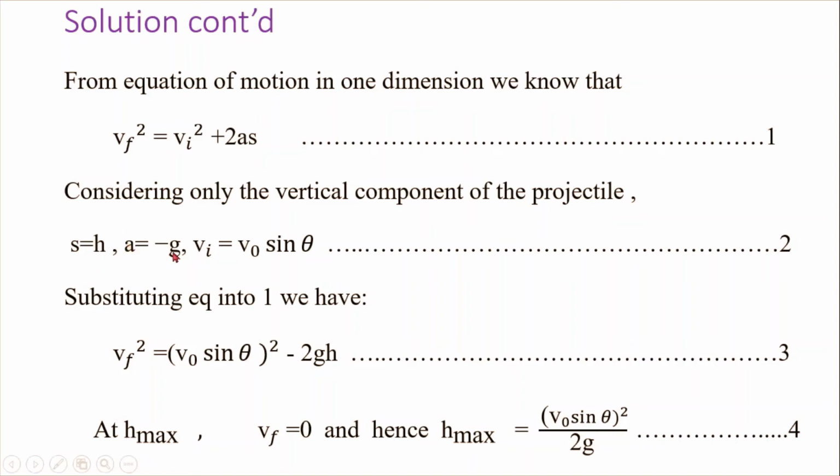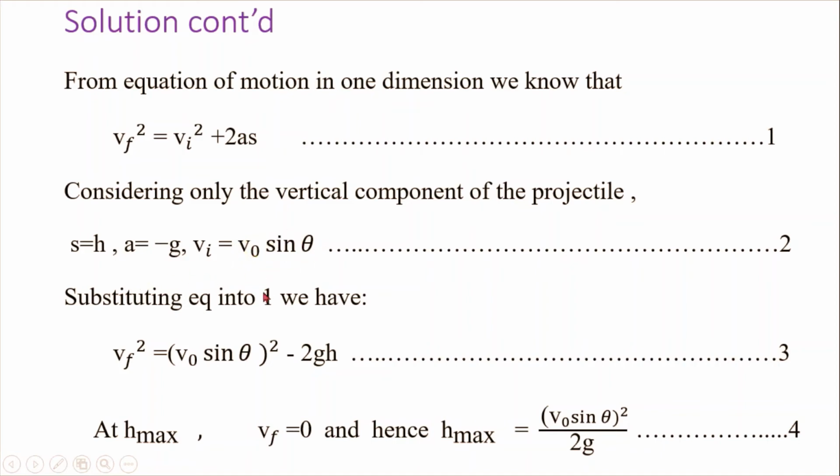A equals minus g, because as objects go away from ground level towards the sky, the gravitational force of attraction on objects decreases. For this reason, we use negative g in place of g. Initial velocity is given to be v naught sine theta, by decomposing the initial velocity of the object into the vertical component, because we need only the vertical component of the motion.